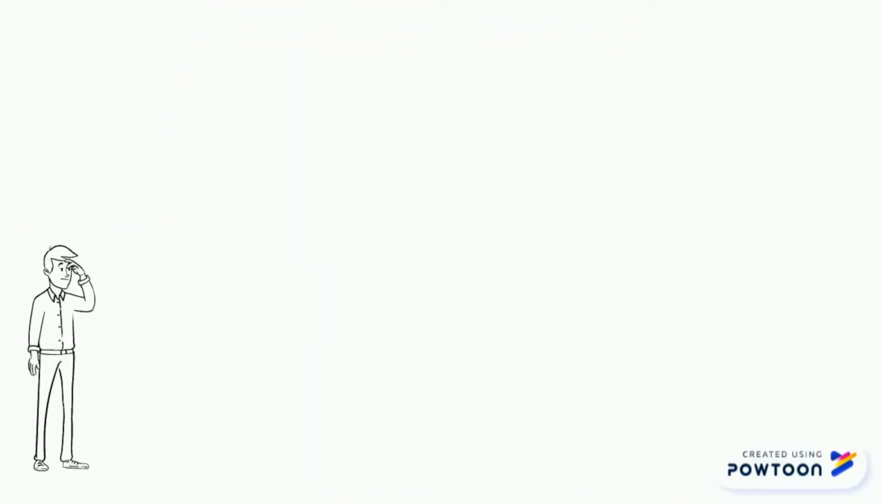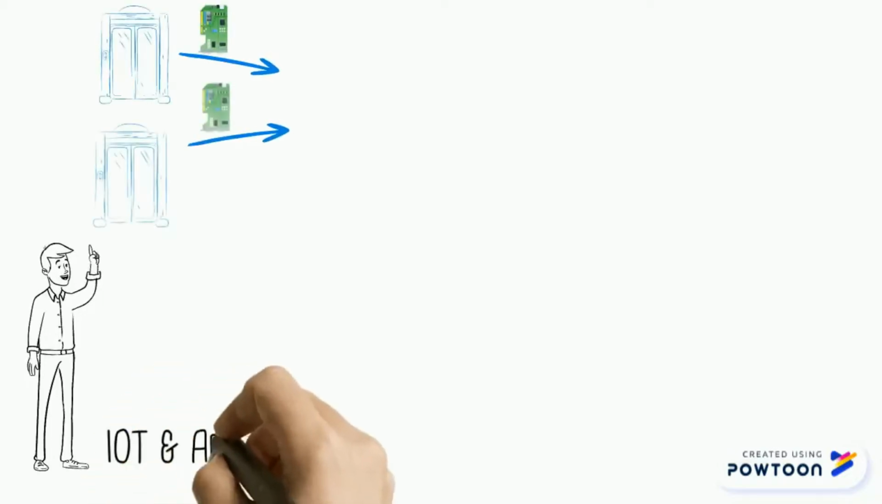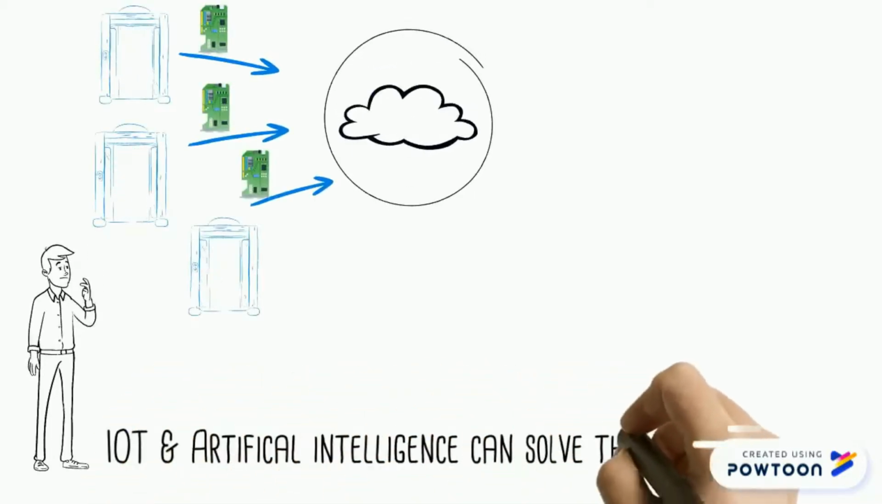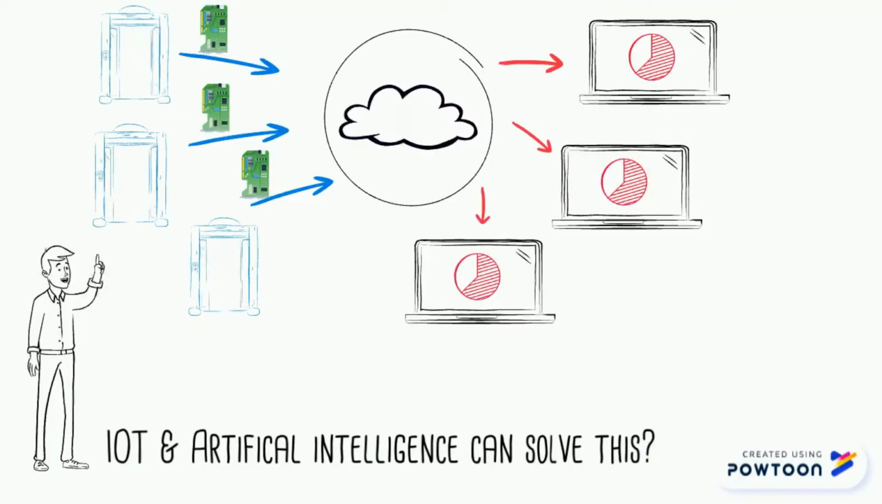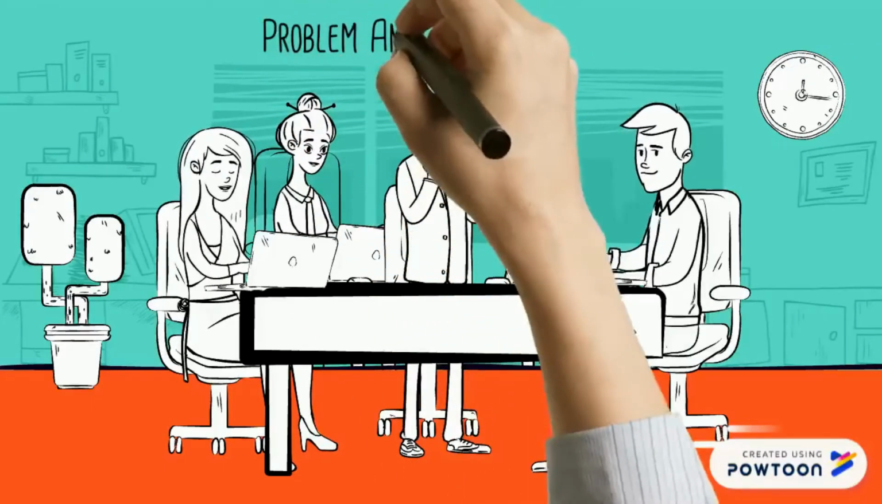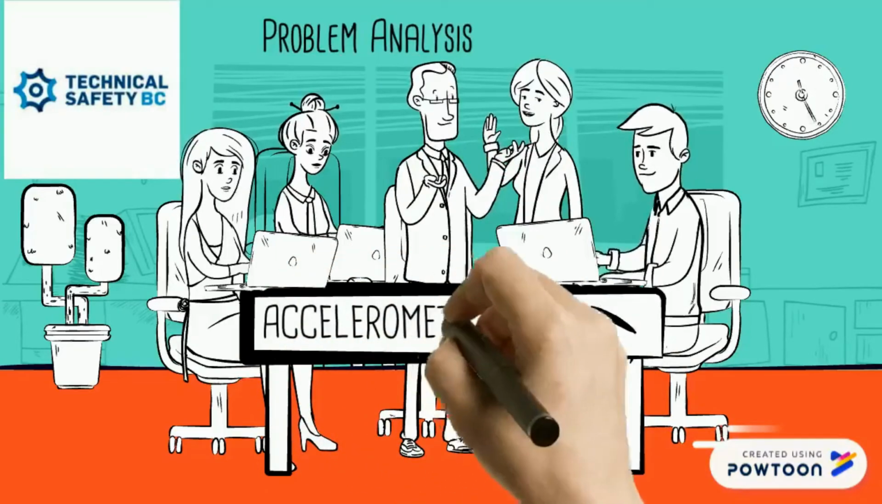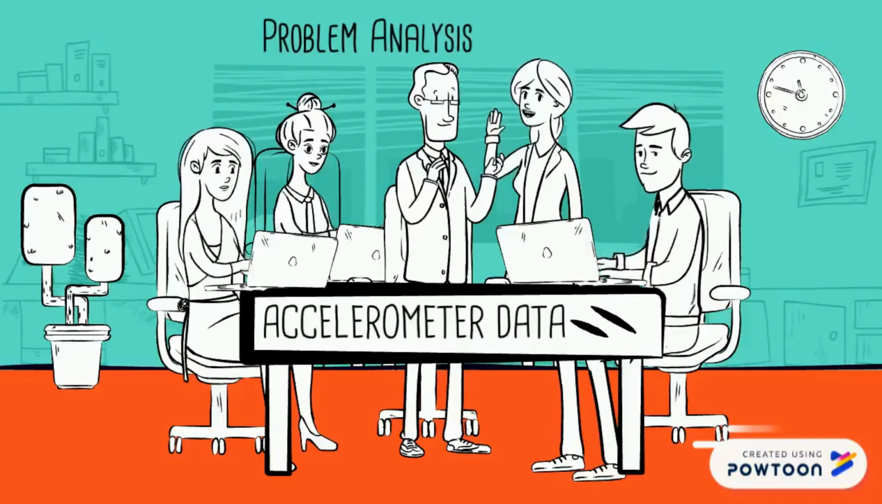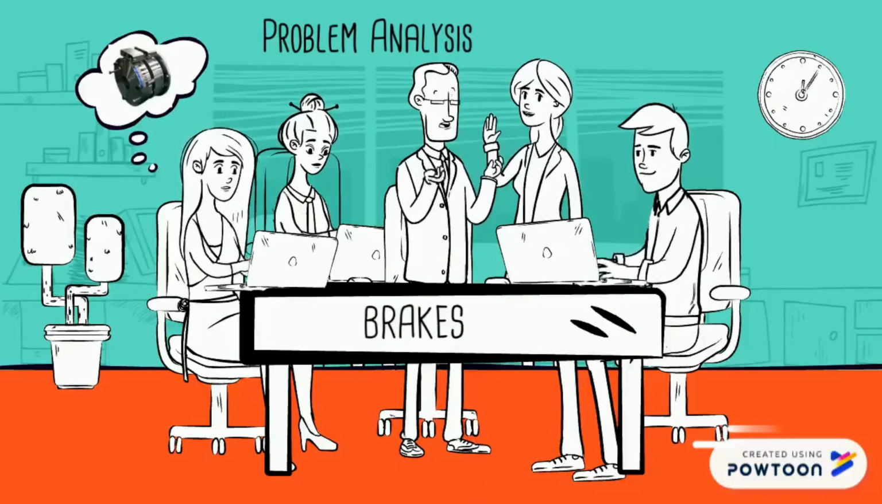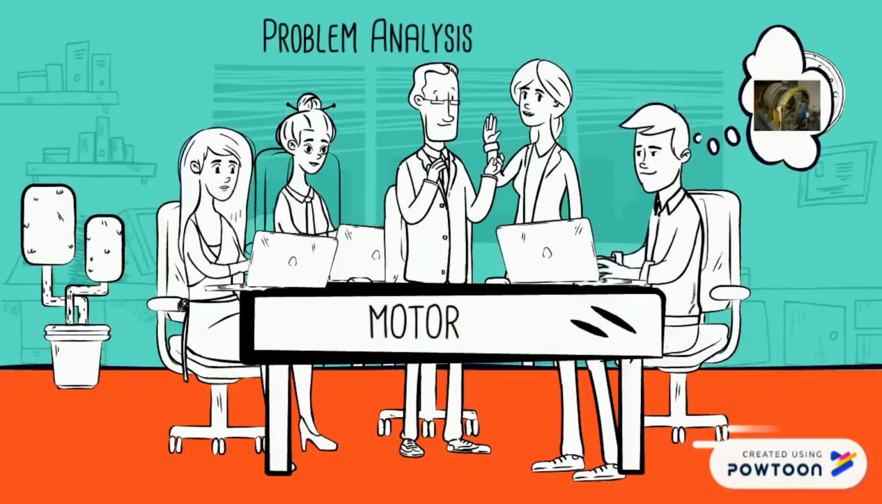Hence, it is important to set up an automated process that can effectively find anomalies in elevators using Internet of Things and artificial intelligence. Motivated by this possibility, we decided to work with Technical Safety BC to analyze accelerometer data installed across different lifts to identify some of the key issues related to elevator brakes, elevator motor, and elevator alignment.